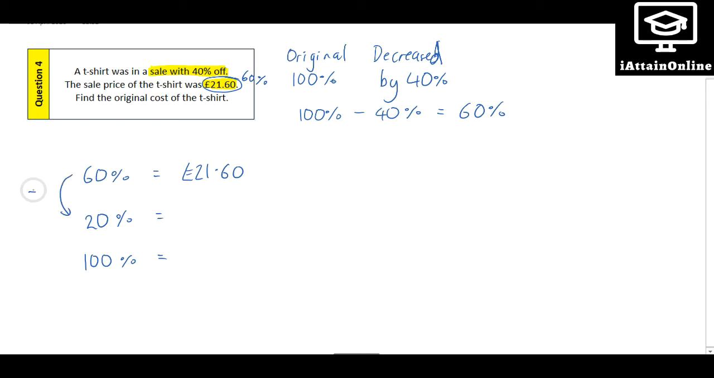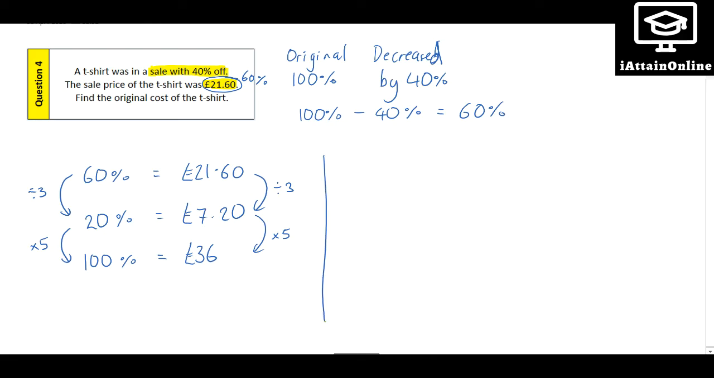So to get from 60% to 20%, I've divided that by 3. So I'm going to do the same down here as well. £21.60 divided by 3 gives me £7.20. And then I'm going to multiply that by, what do I need to multiply 20 by to get to 100? That's 5. So I'm going to do the same over here as well. £7.20 times 5 gives you £36. As always, you could check that by finding 60% of 36 to see if it gets you to the new sale price of £21.60.